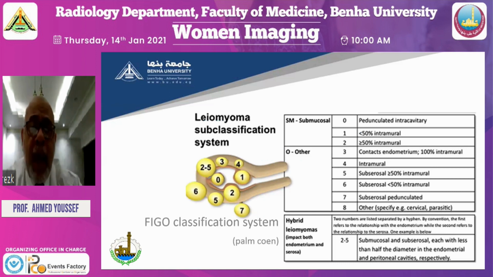3, which is outside the uterine cavity, but it contacts the endometrium. It is 100% intramural, but it just contacts the endometrium. 4, which is intramural but not in direct contact with the endometrium. And then from 5 to 7, these are the subserous ones with different percentages. And there is a significant one, which is the hybrid one, which passes from 2 to 5. It is present less than 50% in the endometrial cavity and less than 50% in the serosal cavity.